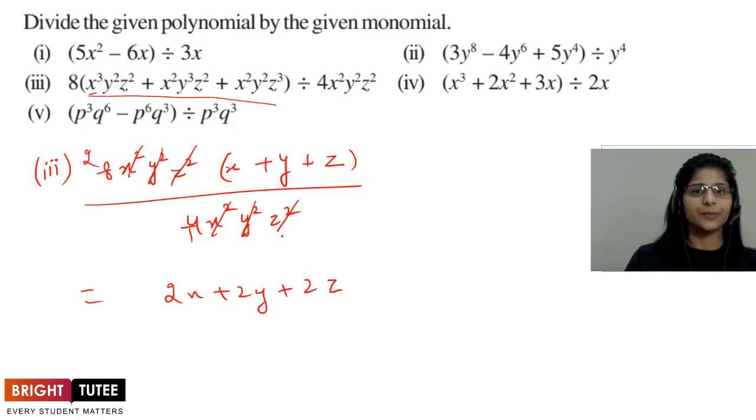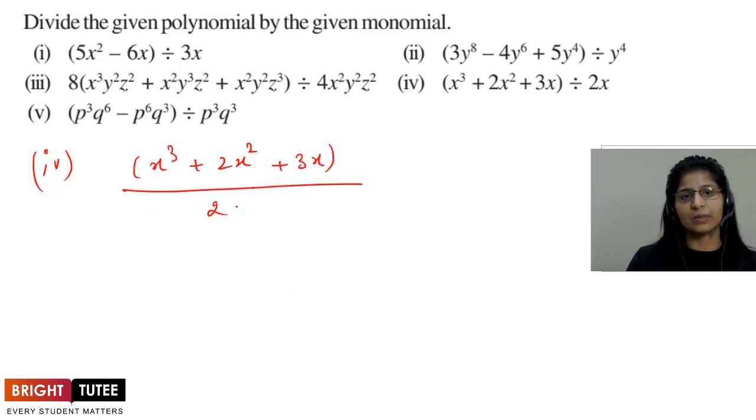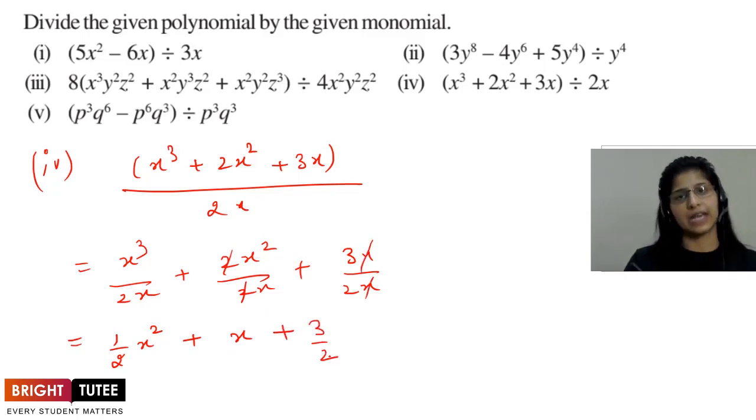Clear? Okay. Now, solving the fourth part of the question, we have x cube plus 2x square plus 3x, and it is going to be divided by 2x. So separate them: x cube upon 2x plus 2x square upon 2x plus 3x upon 2x. So just see, 1 upon 2 and x cube upon x gives us x square by 2, plus 2 and 2 get cancelled, one x gets cancelled, only x is left, plus 3 upon 2. So this is the answer.